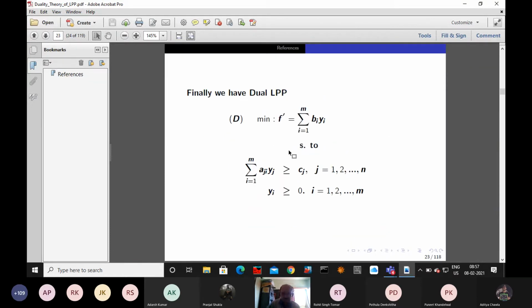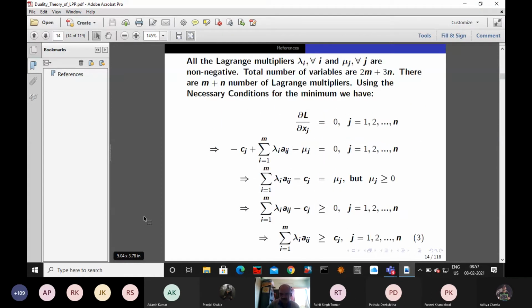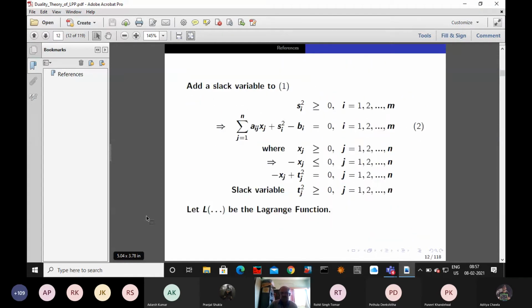See, I will tell you. Many things we have not explained also. So this aij xj plus si square minus bi equal to 0. Okay. So this means the left hand side has 3 terms. Sum of all the 3 terms equal to 0.